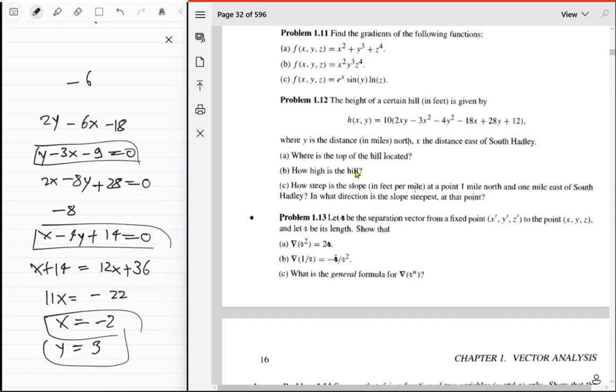Okay, cool. So where's the top of the hill located? It's negative 2 comma 3. How high is the hill? Just put that in this function. Let's see what our height will turn out to be.